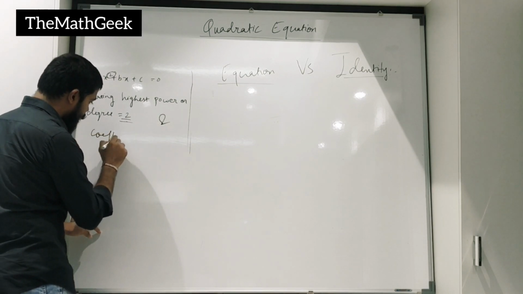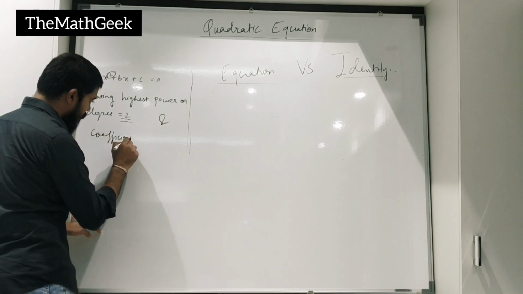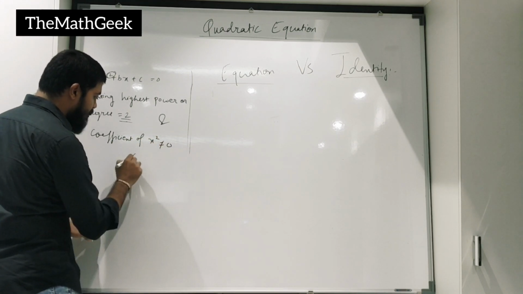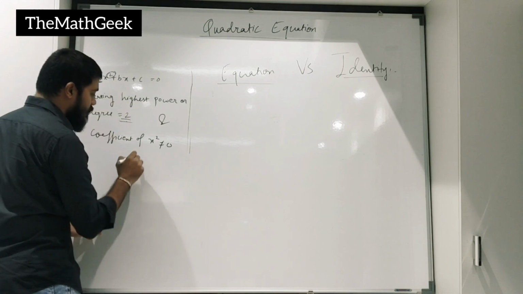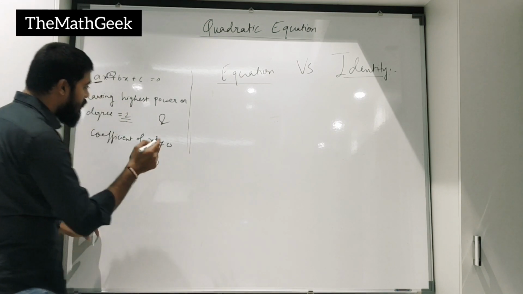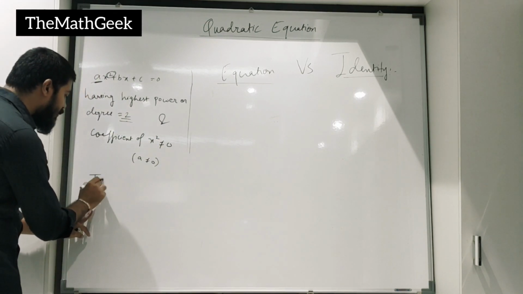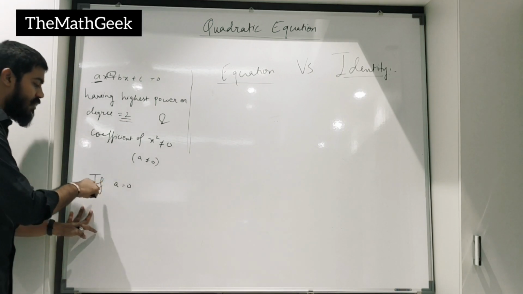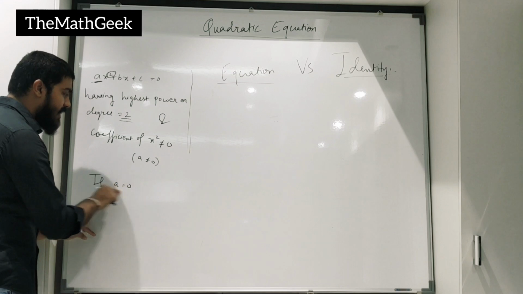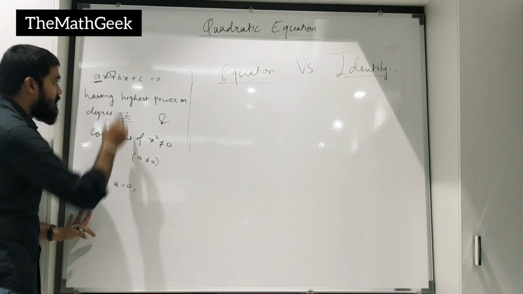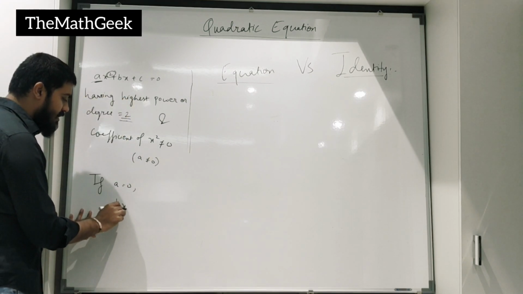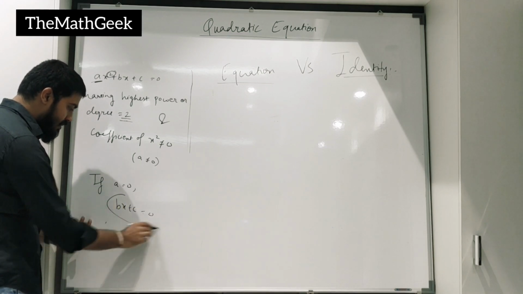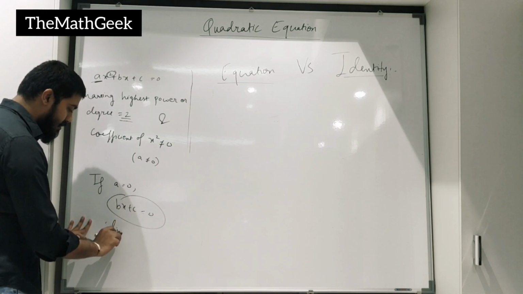And the coefficient of x square should not be equal to 0. If the coefficient of x square gets equal to 0, then this whole equation gets converted into bx plus c, which means this is a linear equation.